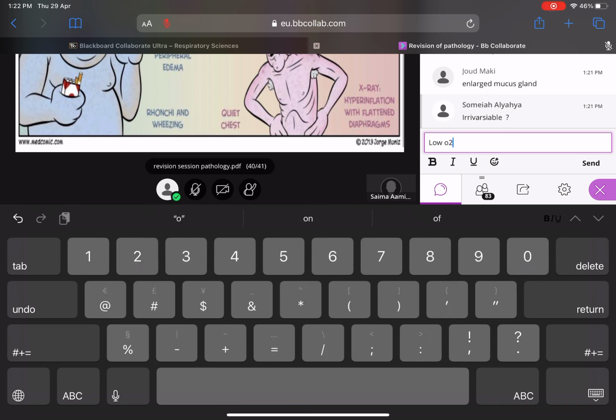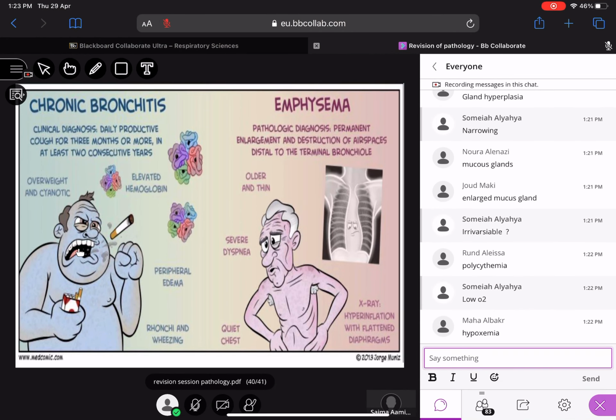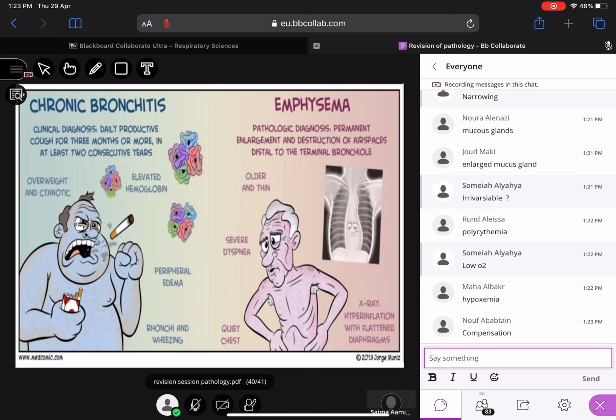Because of hypoxia. Yes, hypoxia is the cause which can lead to polycythemia, and it can induce erythropoietin and result in polycythemia. Okay, as a compensation, exactly. And somehow they are overweight, they are cyanotic.